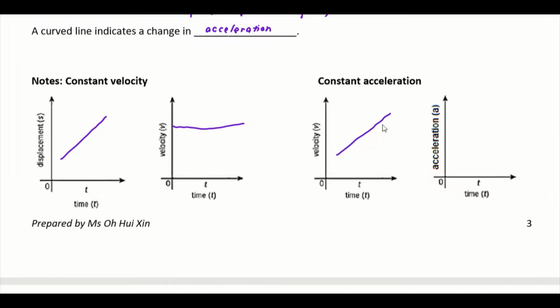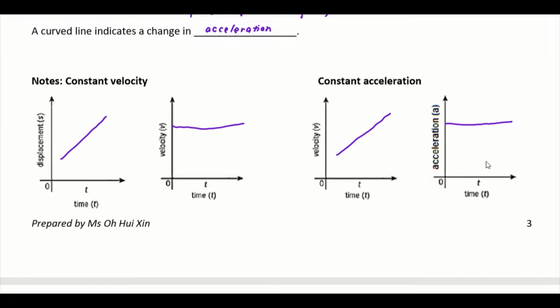Because acceleration is the gradient for the VT graph, having this slope will give you a constant gradient. Then for the acceleration graph, it will be a straight line because the acceleration doesn't change. So that's why it's a horizontal line. But in our syllabus, we are not going to look at the acceleration time graph that much. So we are just going to focus on the ST graph and also the VT graph.